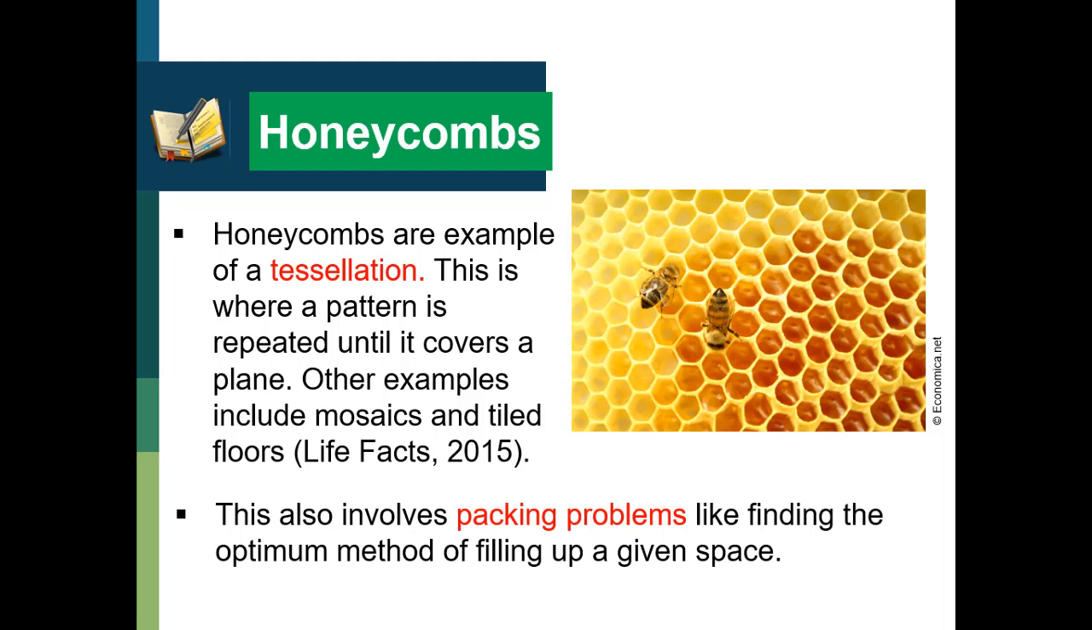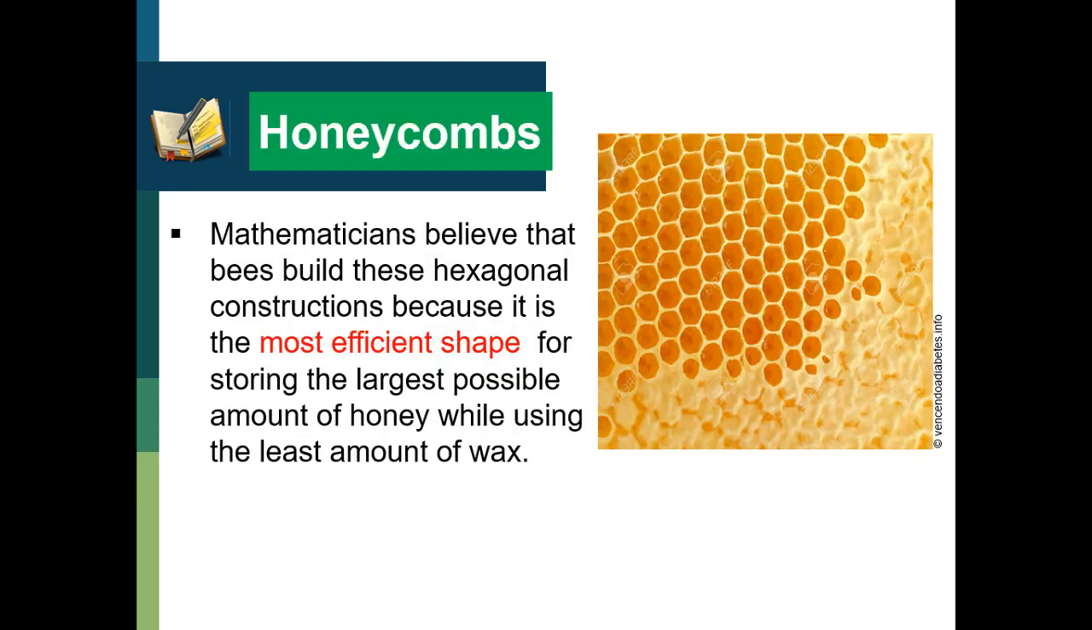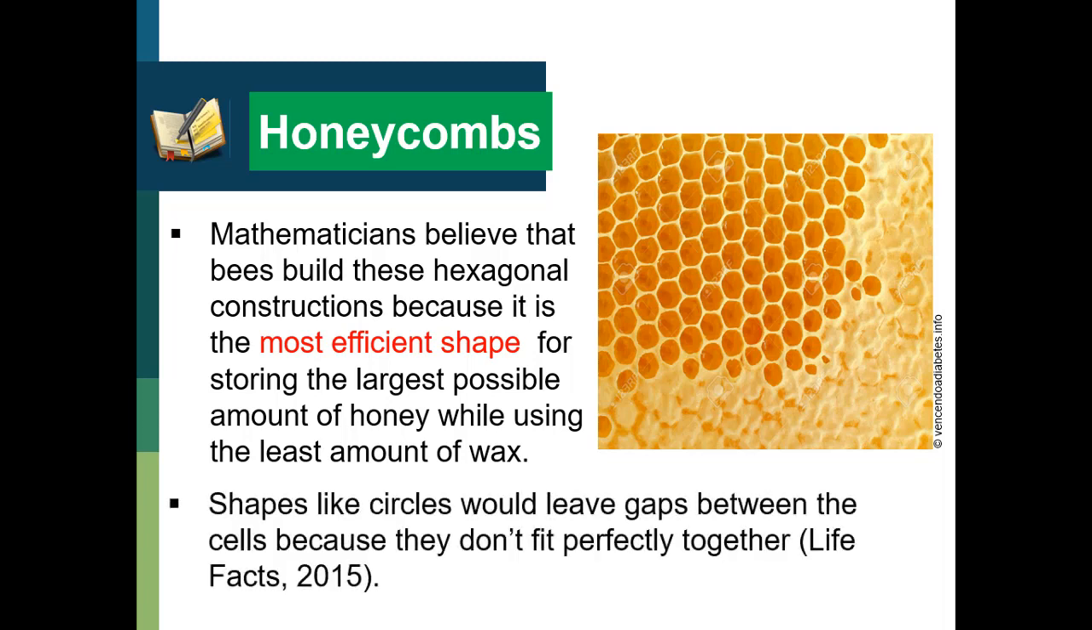Now, this also involves packing problems, like finding the optimal method, and it is one way of maximizing the given space. In mathematics or geometry, you call that packing problems. Now, mathematicians believe that bees build these hexagonal constructions because it is the most efficient shape for storing the largest possible amount of honey while using the least amount of wax. See how brainy bees are? They use hexagons and this pattern of construction so that they will achieve the highest possible efficiency.